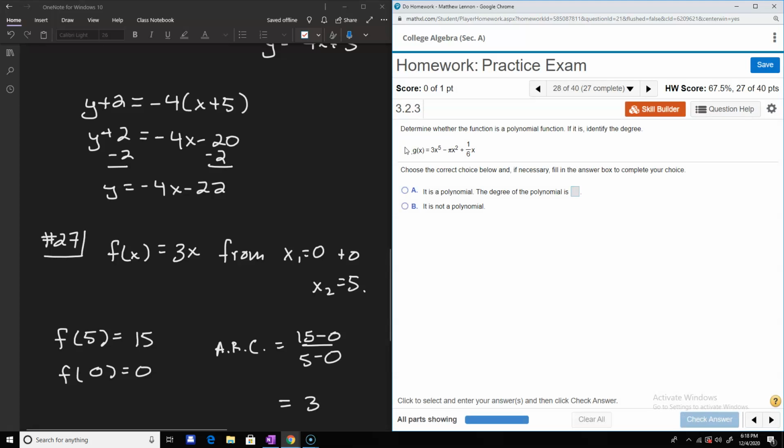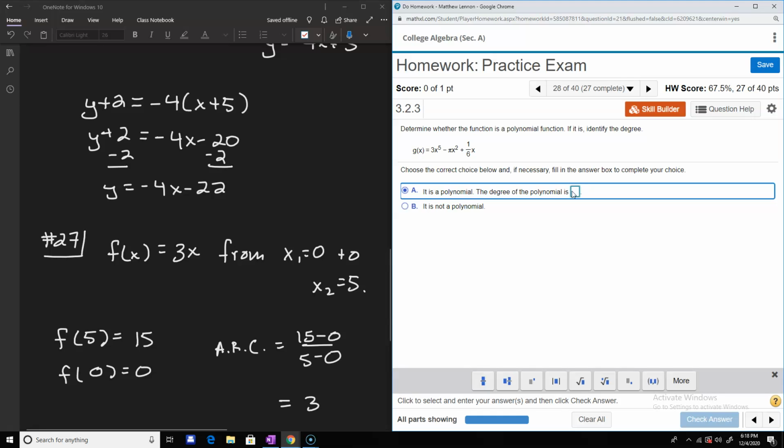15 minus 0 over 5 minus 0, and as you see, that comes out to just 3, as we expected. Okay. The next one, is it a polynomial? Well, we don't see any fractional powers of x, we don't see division by x, and all the coefficients are real numbers. So yes, it's a polynomial. The degree is the biggest power of x, which we see is 5.